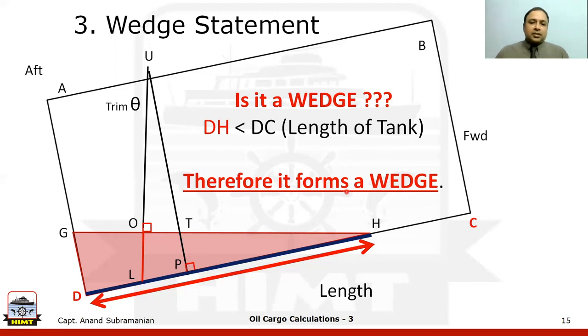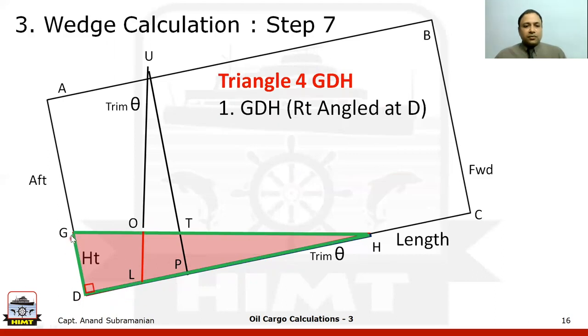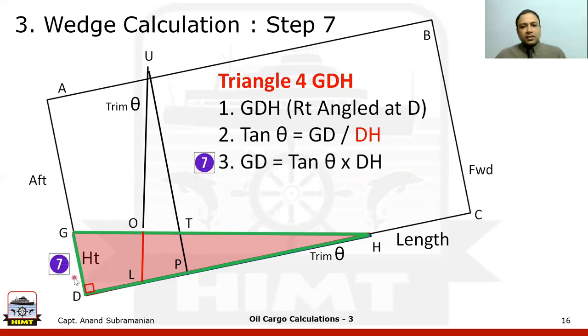Now, the next step is, once we declare that it's a wedge, next is to find out what is the volume of the wedge. Now, how do you do the volume of the wedge? For finding out the volume of the wedge, we want to find out what is the value for GD in the triangle GDH, that is G, D and H, which is right angled at D. We know this trim theta, and we also know what is DH. Using these 2 values, we can find out what is the value for GD. And that is our last value in this whole wedge calculation, which is GD is equal to tan theta into DH.